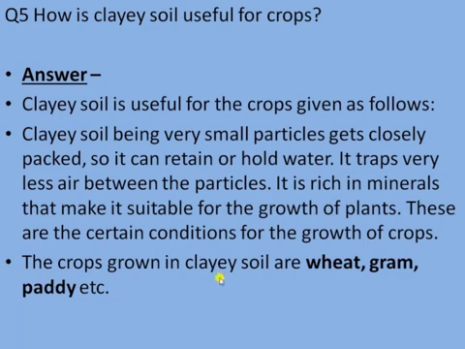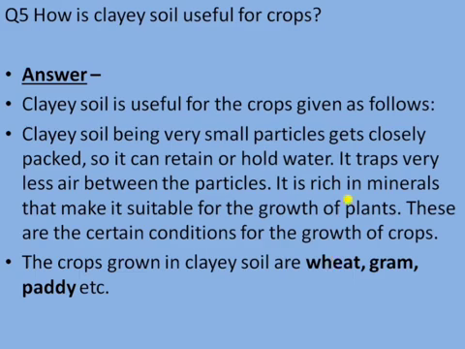The crops grown in the clay soils are wheat, gram, paddy, etc. As you all know, for the growth of the plant or the crops of the tree, the first condition is the selection of the soil. So the soil is the medium for the growth of the plant or the crops. Crops need a proper amount of water and nutrients for their growth, depending on the climatic condition.